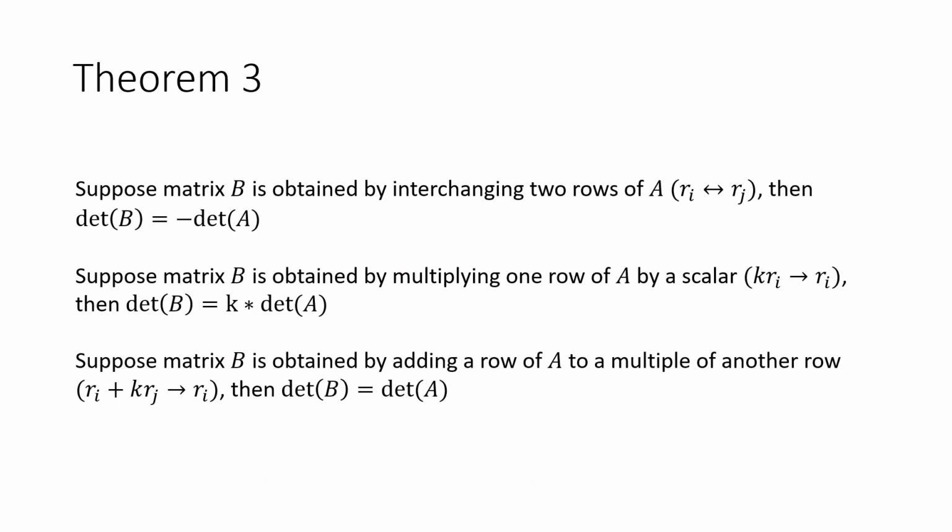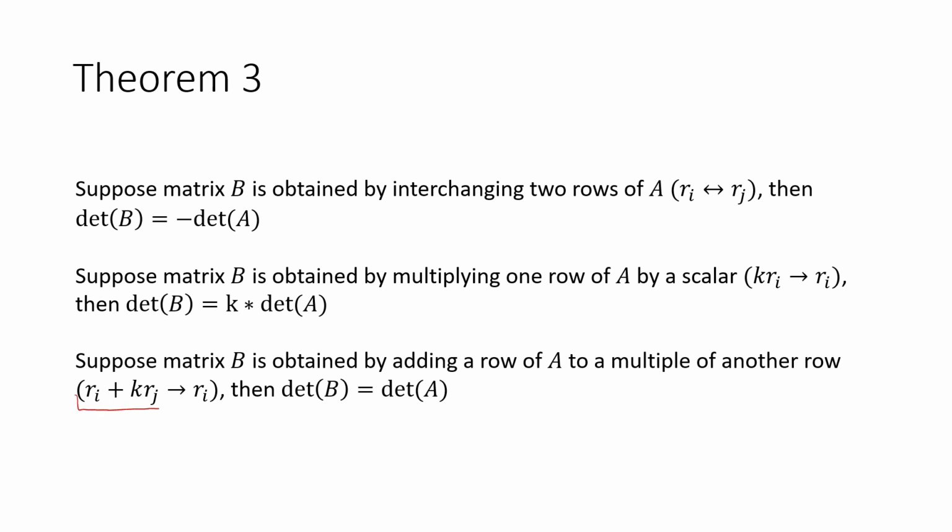Which gives us this theorem, which really just summarizes those three things. When you interchange two rows, you get the negative. When you multiply a row by a constant, you get the original determinant times that constant. When you add a row of A to a multiple of another row, the determinant is the same. It doesn't change.